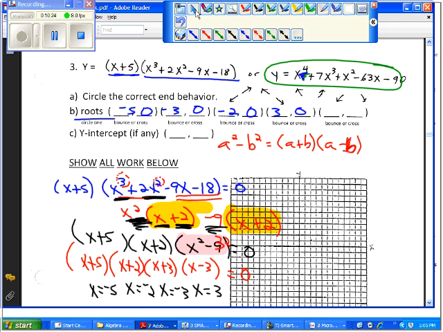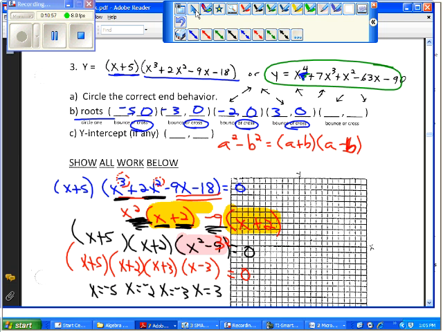Now, the rule is if a root appears an odd number of times, it crosses. And if a root appears an even number of times, it bounces. The root -5, 0 appeared once. That's an odd number, so it crosses. -3, 0 appears once. That's an odd number, so it crosses. -2, 0 appears once. That's an odd number, so it crosses. 3, 0 appears once. That's an odd number, so it crosses. So it crosses at every point.